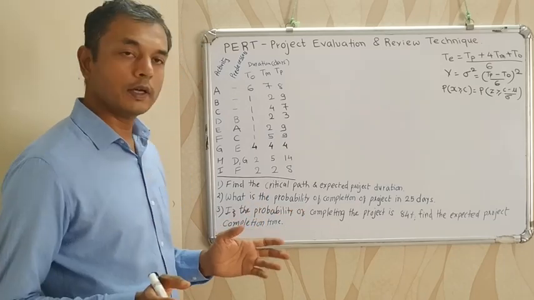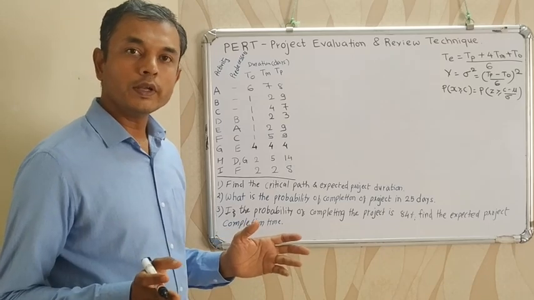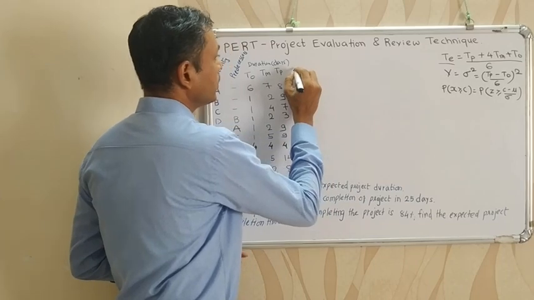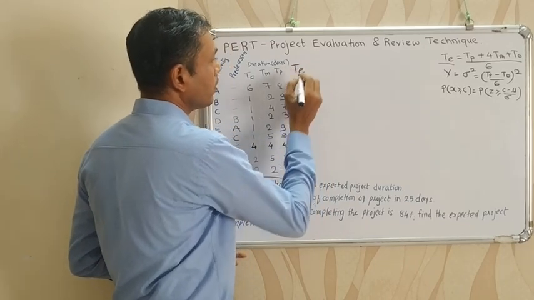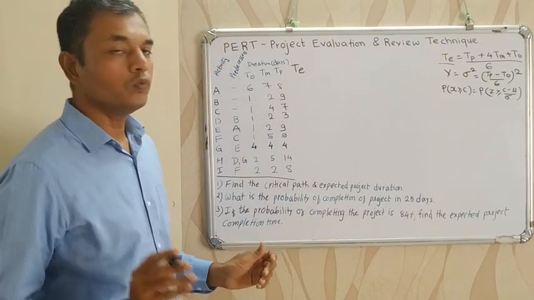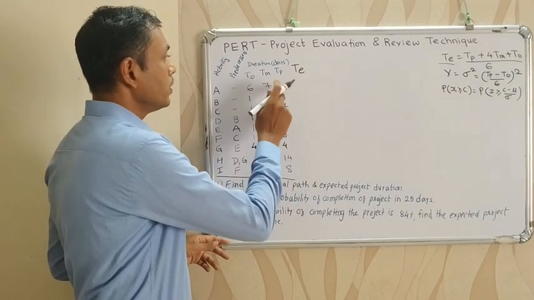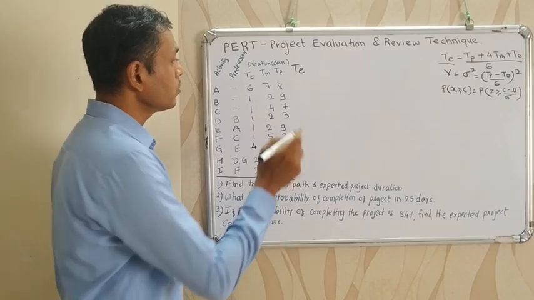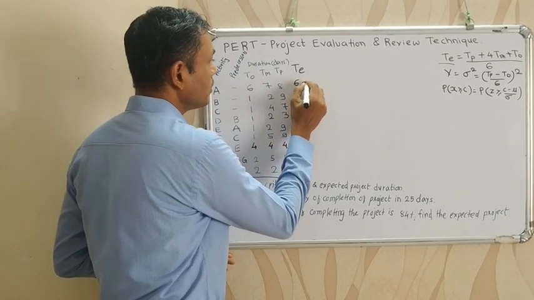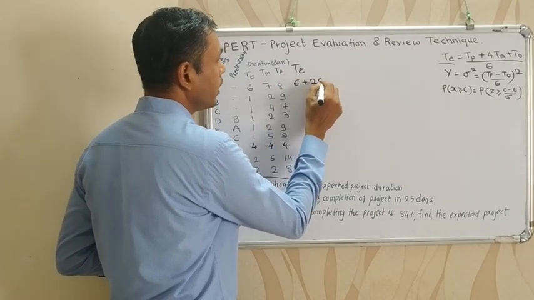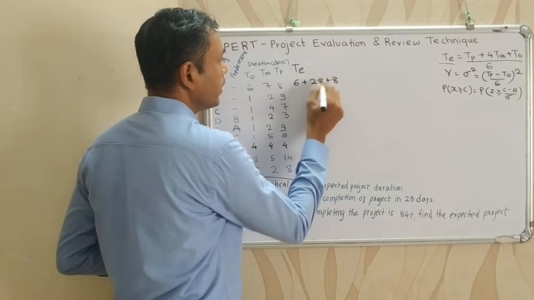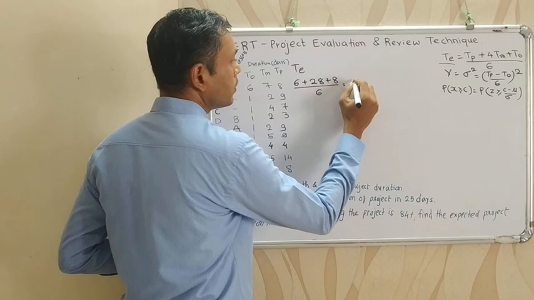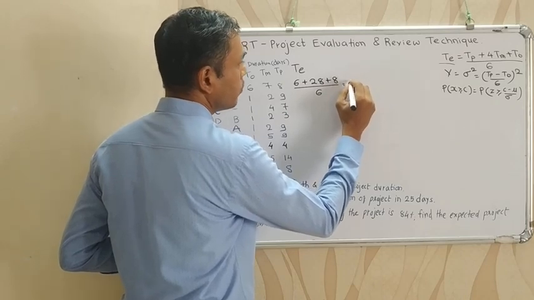So let's start the example. First we will calculate the estimated time TE. So let's calculate TE. TE is equal to, as we know, TO plus 4TM plus TP divided by 6. So it is 6 plus 7 into 4, 28, plus 8, divided by 6. So it is 8 plus 6, 14, plus 8, 22.